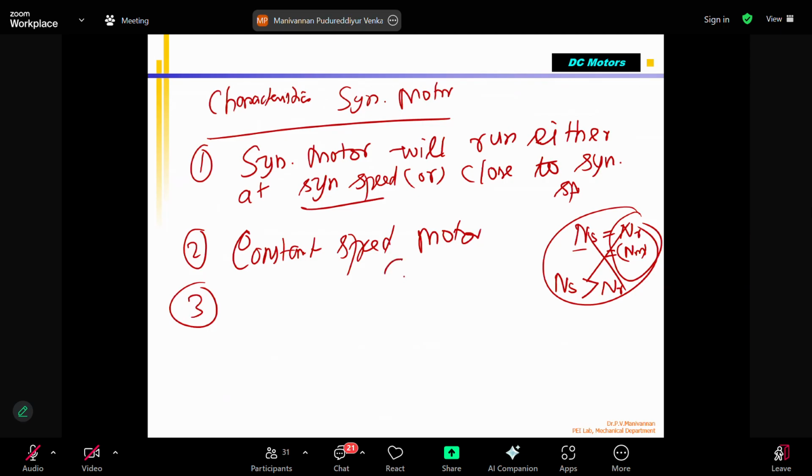This constant speed depends upon the supply frequency and the number of poles. In the equation, we know that it will run at constant speed, generally close to NS, which is called synchronous speed, rotating magnetic speed. The formula clearly states 120 F divided by P, where P is the number of poles and F is the supply frequency. Once this is fixed, in India, it is 50 Hz. Go to US, it is 60. You go to France, it is 70.